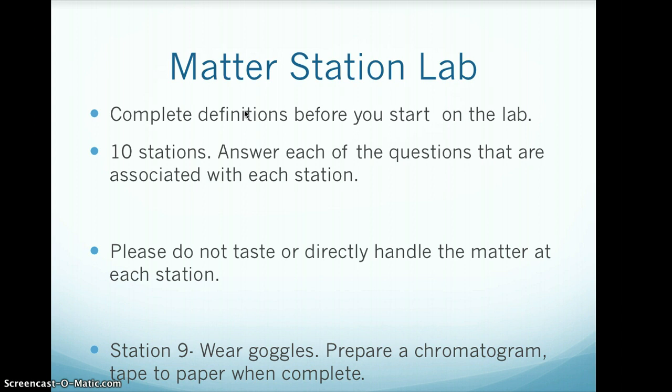Okay. Station 9. I need you to wear goggles at Station 9 because you're going to be using isopropyl alcohol to prepare a chromatogram. When you're done with the chromatogram, you're going to tape that paper right on the square, and you'll see this in the lab when you're done. You've got probably about 2 days to complete 10 stations. And again, Ms. Colfer's in the room. Ask her questions if you're stuck on any of the stations.